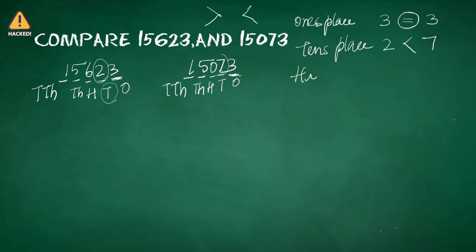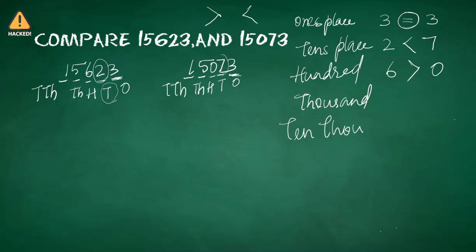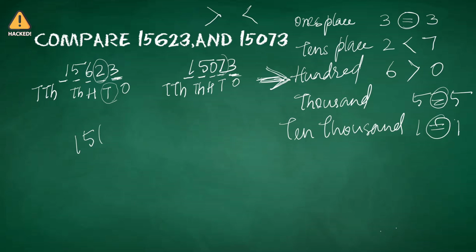Then when comparing the hundreds place, here the hundreds place of 15,623 is 6, whereas in the hundreds place of 15,073 it is 0, which easily represents that 6 is greater than 0. When coming to the thousands and 10,000s place, they both are equal. Both have 5 as the equal one and 1 as the equal one. So we can easily compare from the hundreds position that 15,623 must be greater than 15,073.